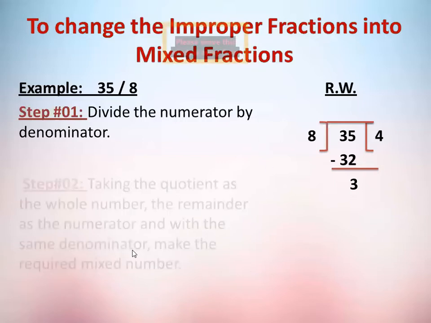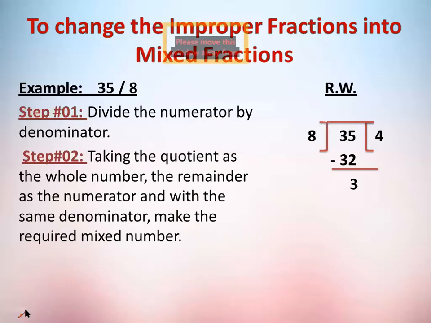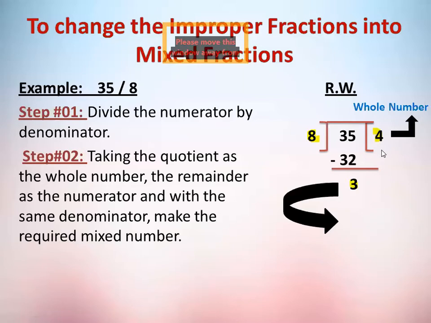Okay. Now in step number 2, you will take the quotient. What is the quotient here? 4. 4 is your quotient, and it will be the whole number. The remainder will be taken as the numerator, so your numerator here is 3, and your denominator will remain the same, that is 8.